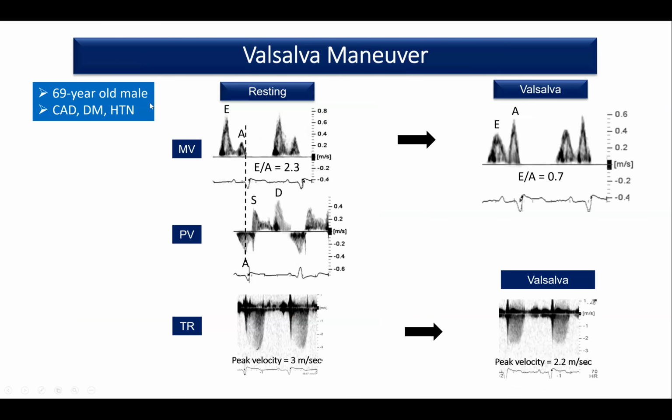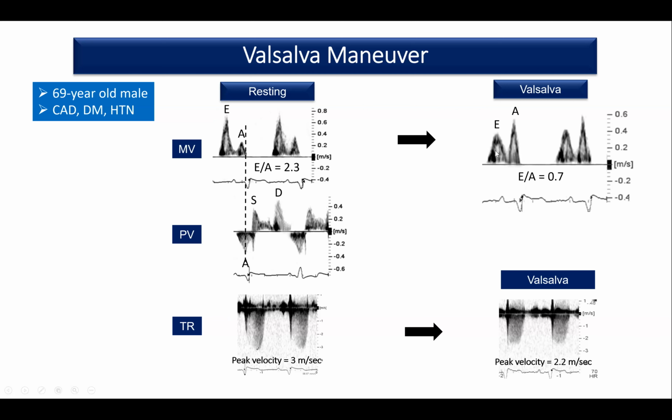Again, another patient here, 69-year-old with diabetes, hypertension, and coronary artery disease. If you line up the mitral and the pulmonary vein Doppler, you can see on the mitral what looks like a restrictive filling pattern. In the pulmonary vein, you have a large A that ends well beyond the end of the mitral A wave. You know that the LV end-diastolic pressure is high here. Look at the tricuspid regurgitation velocity: it is 3 meters per second.